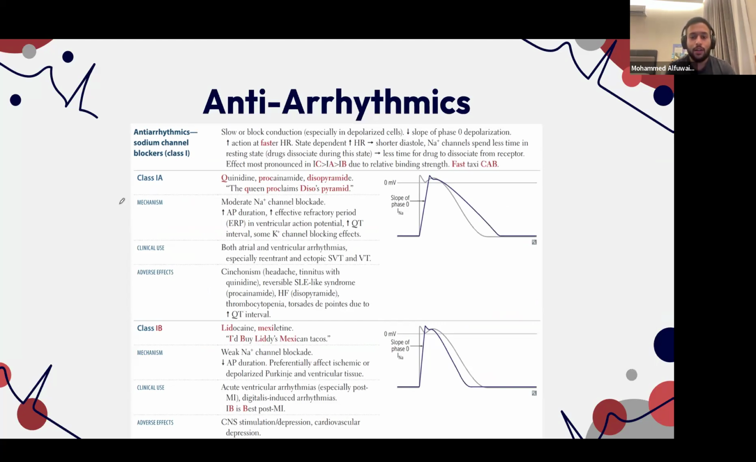You have different subclasses of class 1 antiarrhythmics, which are class 1A, 1B, 1C. You guys need to know all of these classes. They all inhibit sodium channels, but the way that they inhibit it differs by the strength of inhibition. Class 1A moderately binds to it, okay? What are some drugs? Quinidine, procainamide, and disopyramide.